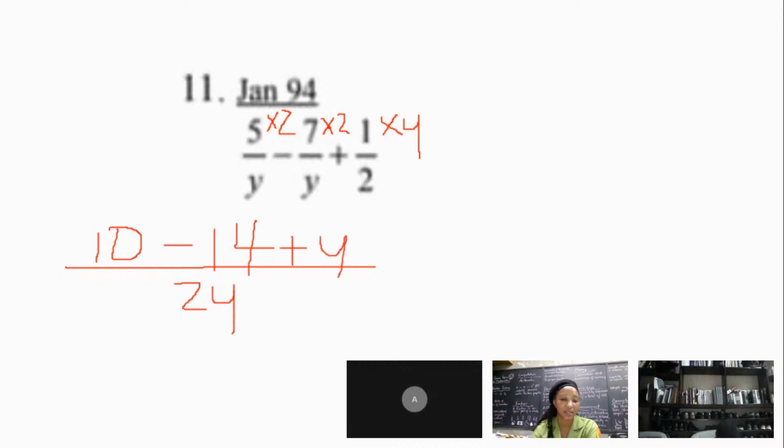All right. So where do we go from there? And you put an equal sign and get negative 4 plus y over 2y. So 10 minus 14 is negative 4. And then we have the plus y over 2y. Can that be simplified any further? No, miss. Okay, so that's our answer.